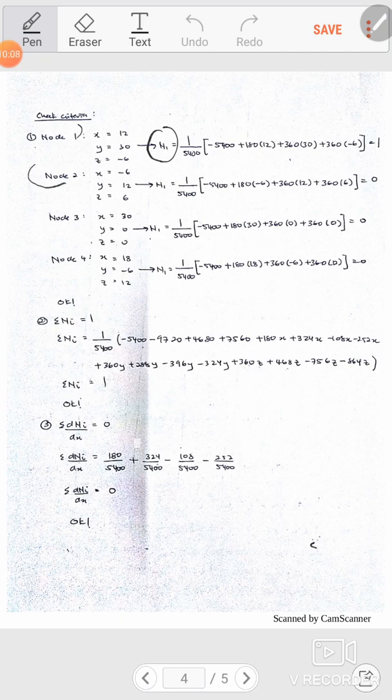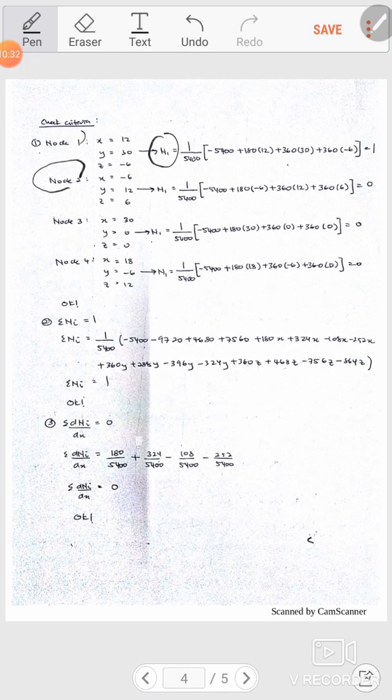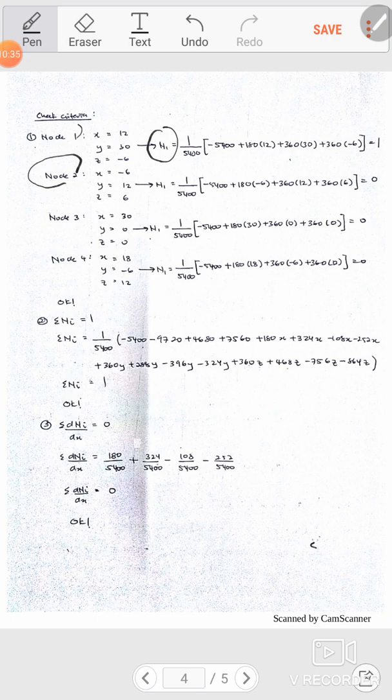Same way with node number 2. Just take the values of node number 2 from the first slide, x, y, and z, and substitute in the equation in the previous slide, and you will get the right condition for all values of node. So the first one is 1 and the others are 0.